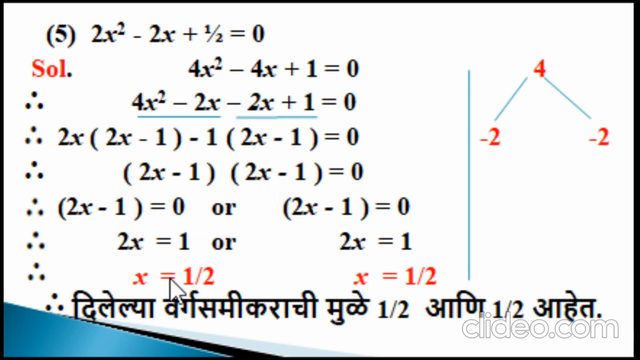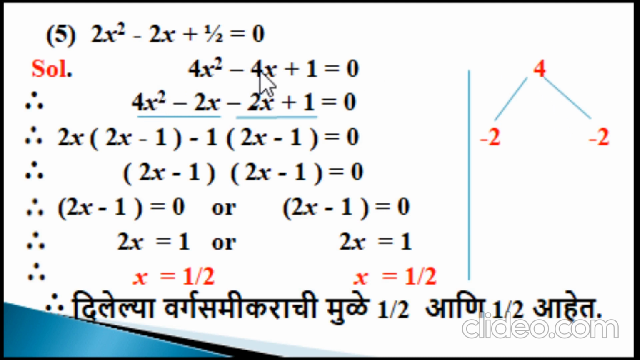Question number 5. 2x square minus 2x plus 1 upon 2 is equal to 0. So we have simplified this by multiplying 2x square minus 2x by 2. So we get 4x square minus 4x plus 1 is equal to 0. Now a is 4 and c is 1. So 4 ones are 4 and the factors are minus 2 and minus 2 because here it is minus 4, and product is plus 4.